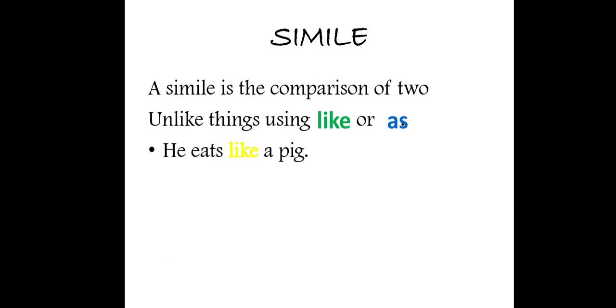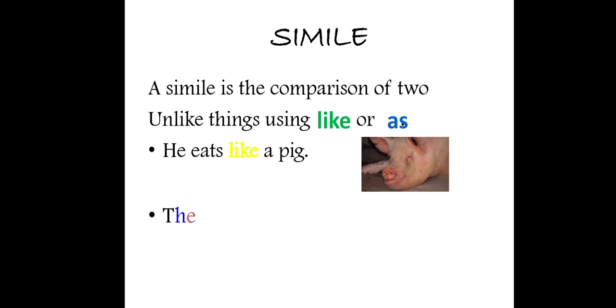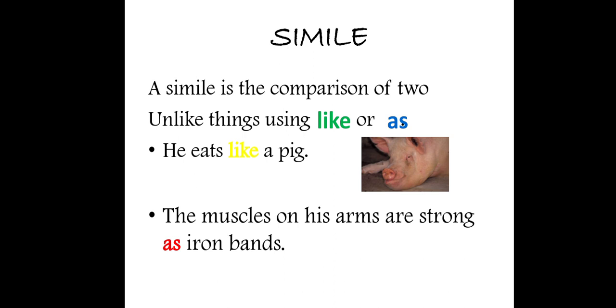He eats like a pig. This is a comparison of a person who eats very badly, like a pig. So, comparison is made using like. The muscles on his arms are strong as iron bands.